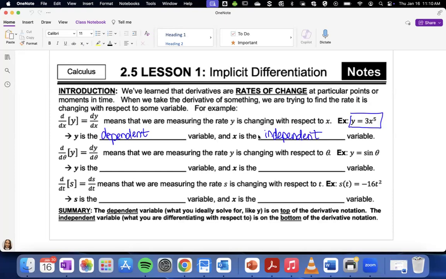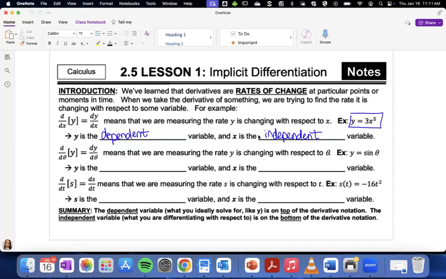So in this dy over d theta, y equals sine theta, is y still dependent on theta, right? Yeah. So y is still dependent. It depends on what you put in for theta here, right? And theta is the independent. Okay, you can abbreviate DEP and IND if you want. ds over dt.